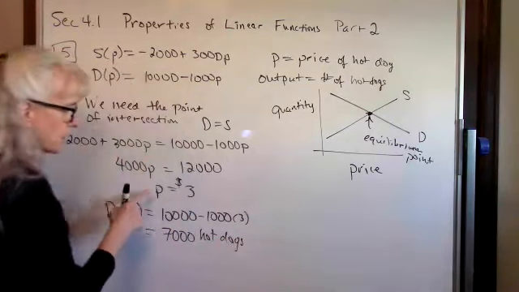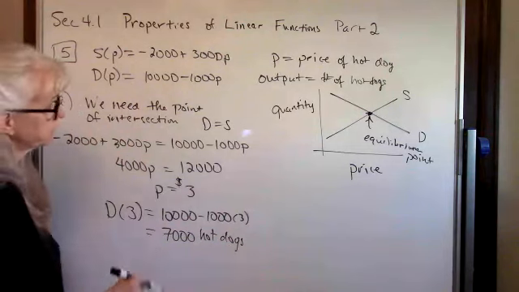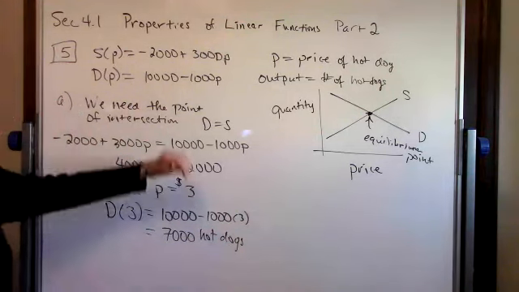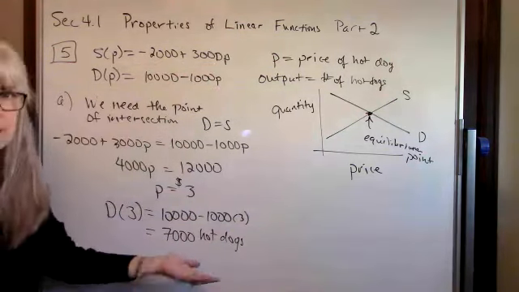So the equilibrium price is $3. The equilibrium quantity is 7,000 hot dogs. So it works out really quick. And again, you can plug the 3 into the other one: negative 2,000 plus 9,000, which is again 7,000.